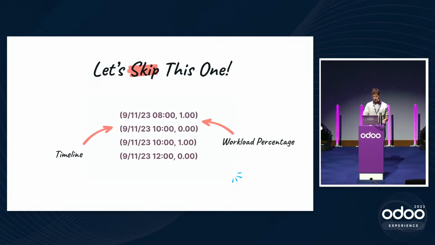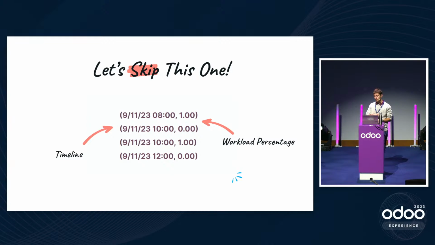We're not going to look through this method, even though it's a crucial one, but we can see an example of what its return should look like. As you can see, it's a timeline. It's a list of tuples, and one of the values is a datetime object. The first one is 9th of November 23 at 8, and the second value is a workload percentage. In this example we have two shifts, one from 8 to 10 and one from 10 to 12. The allocated hours for each shift is 2 hours, basically 100% of that time range.